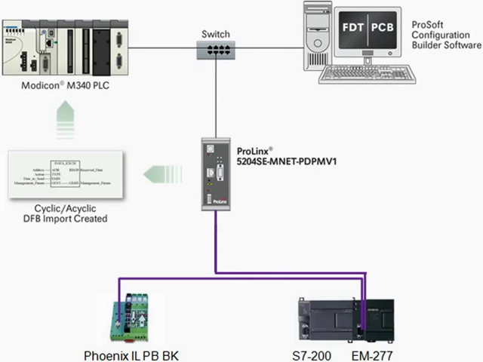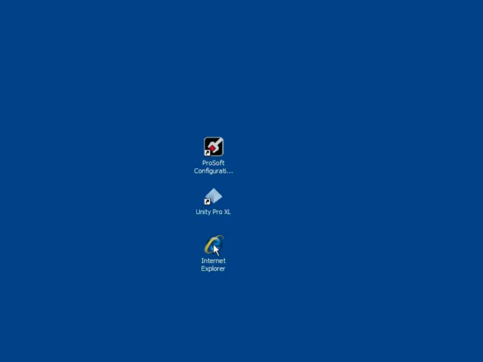Now that you have a good understanding of what this training session is going to cover, let's move into the PCB setup portion where we'll configure the ProLinx unit and the various slave devices that we'll have on our PROFIBUS network. We'll also export the required Modicon M340 PLC files. So let's go ahead and do that now. Alright, let's get started with the setup.